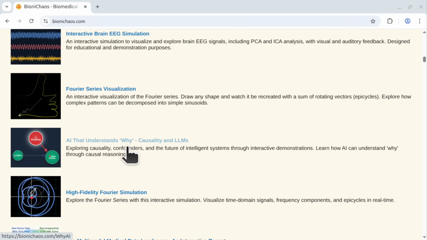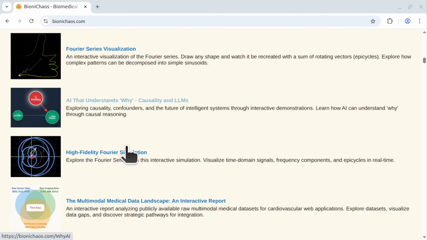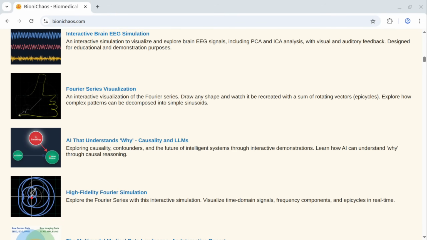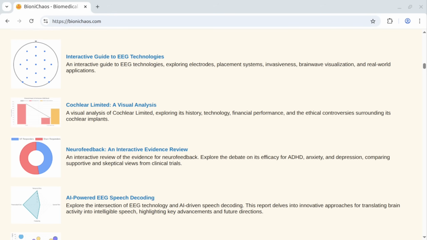Makes you wonder, right? How does AI actually learn to understand causality? And for those interested in medical imaging, there's the HRF Image Database Viewer. So, folks, dive into these simulations and explore the amazing world of biomedical technology. There's the interactive guide to EEG technologies for those brainwave enthusiasts, and a visual analysis of Cochlear Limited. Plus, there's something really interesting, neurofeedback and interactive evidence review.